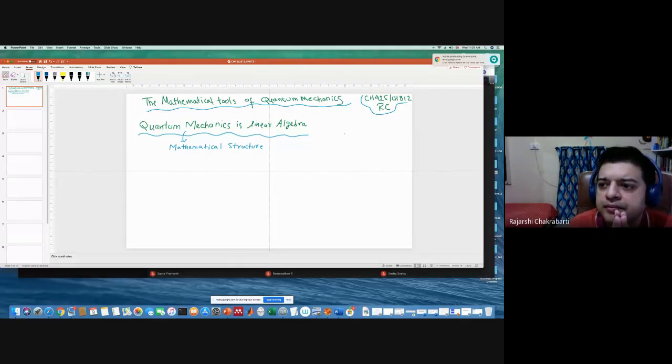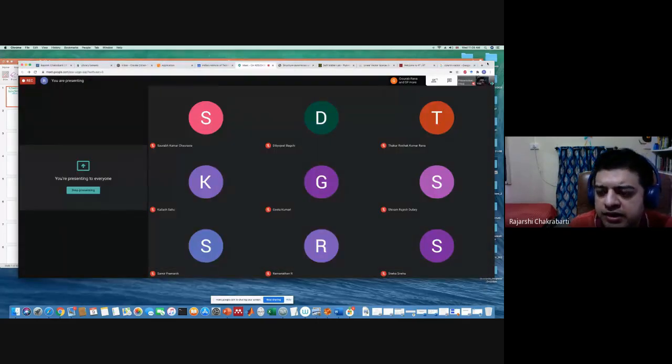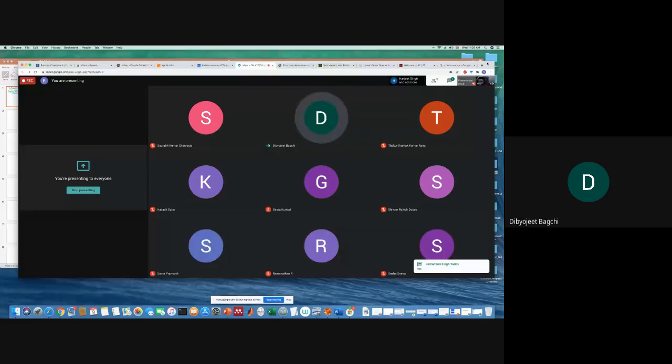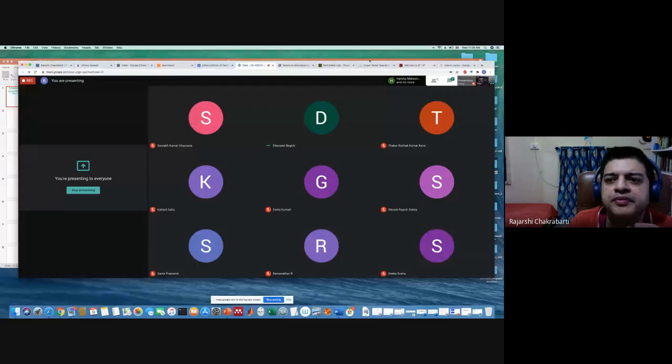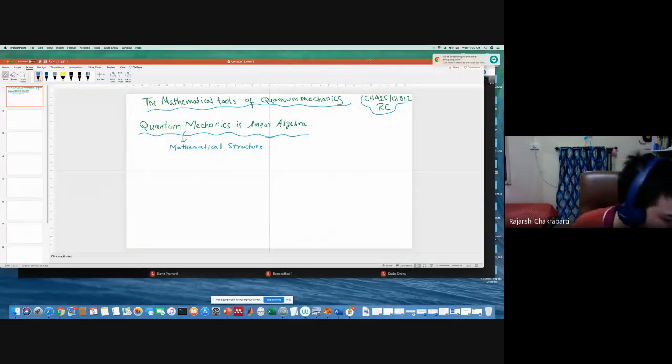with this statement? Why am I calling quantum mechanics linear algebra? Can anyone tell me why I'm calling it linear algebra? Because all the operators involved in quantum mechanics are linear operators only. This is one reason. But we'll see why.